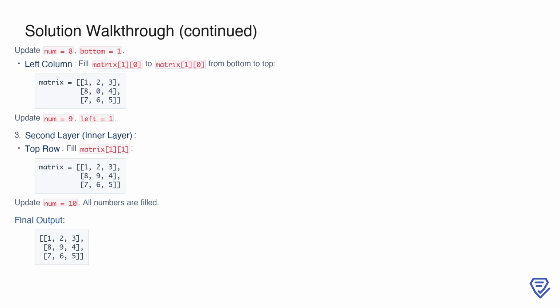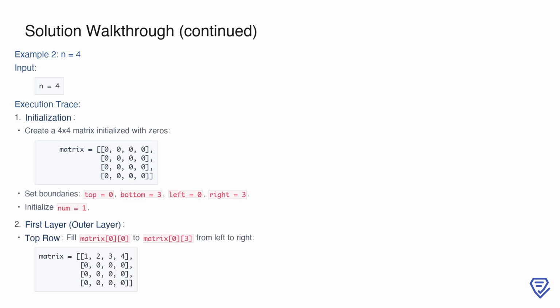The final matrix for n equals 3 is a clockwise spiral: 1, 2, 3 across the top, 4 and 5 down the right, 6 and 7 across the bottom, and finally 8 and 9 completing the center. For the next example, where n equals 4, we follow the same procedure.